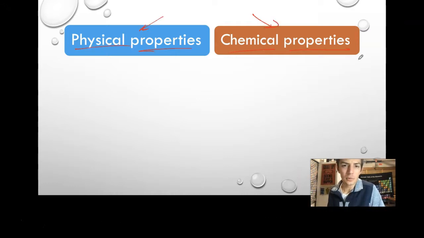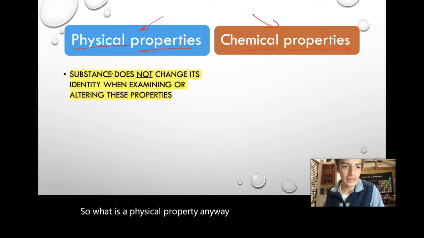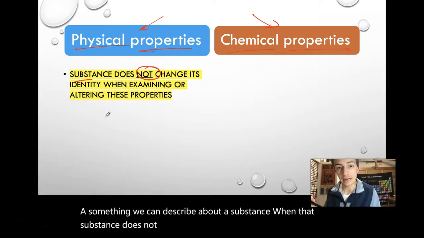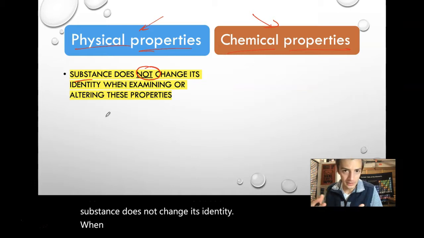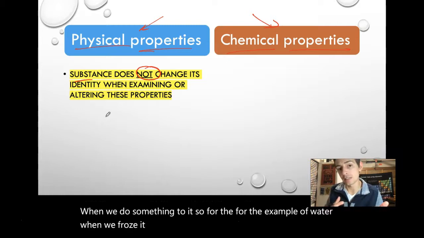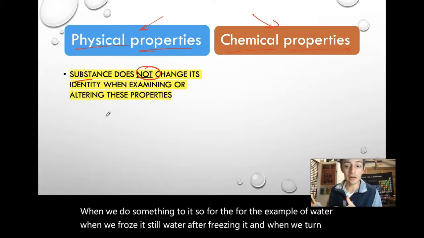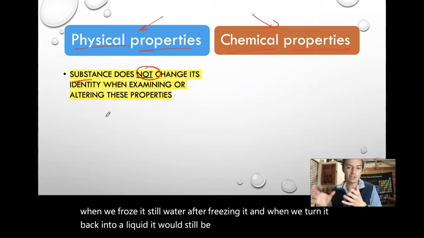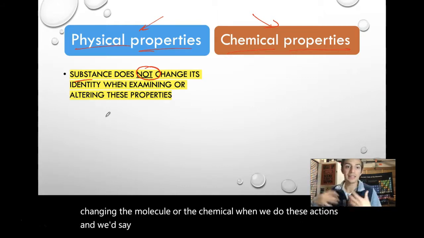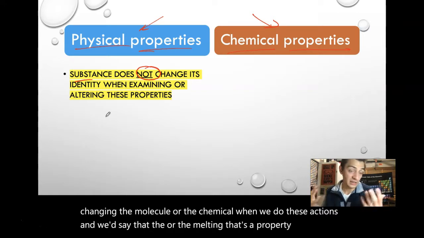So what is a physical property anyway? Well, a physical property is something we can describe about a substance when that substance does not change its identity when we do something to it. So for the example of water, when we froze it, it's still water after freezing it. And when we turn it back into a liquid, it would still be water after that. So we're not changing the molecule or the chemical when we do these actions. And we'd say that the freezing or the melting, that's a property of water because we're not changing anything about it.